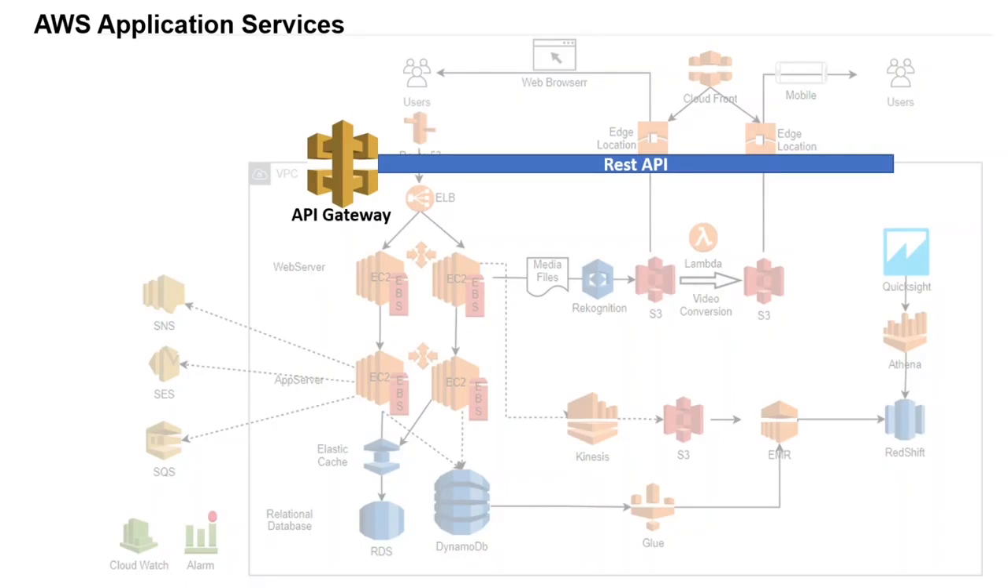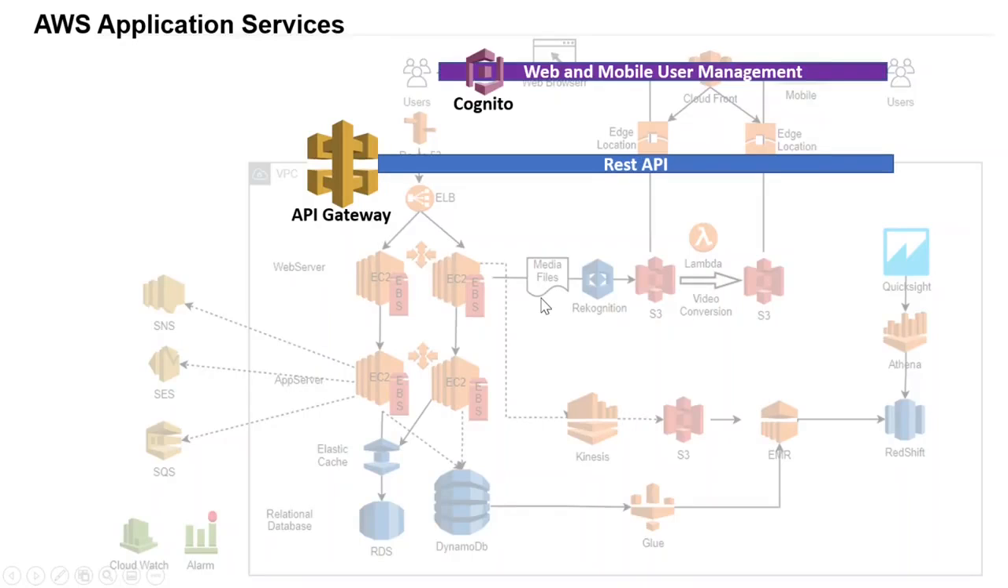We can have mobile users or web users, and we need to manage their identities. Like users must sign up to our application. We need to manage our user pools, their accesses, etc. And for that, we need some user management service. For this purpose, AWS offers Cognito for user management service. So this is all about application services offered by AWS.